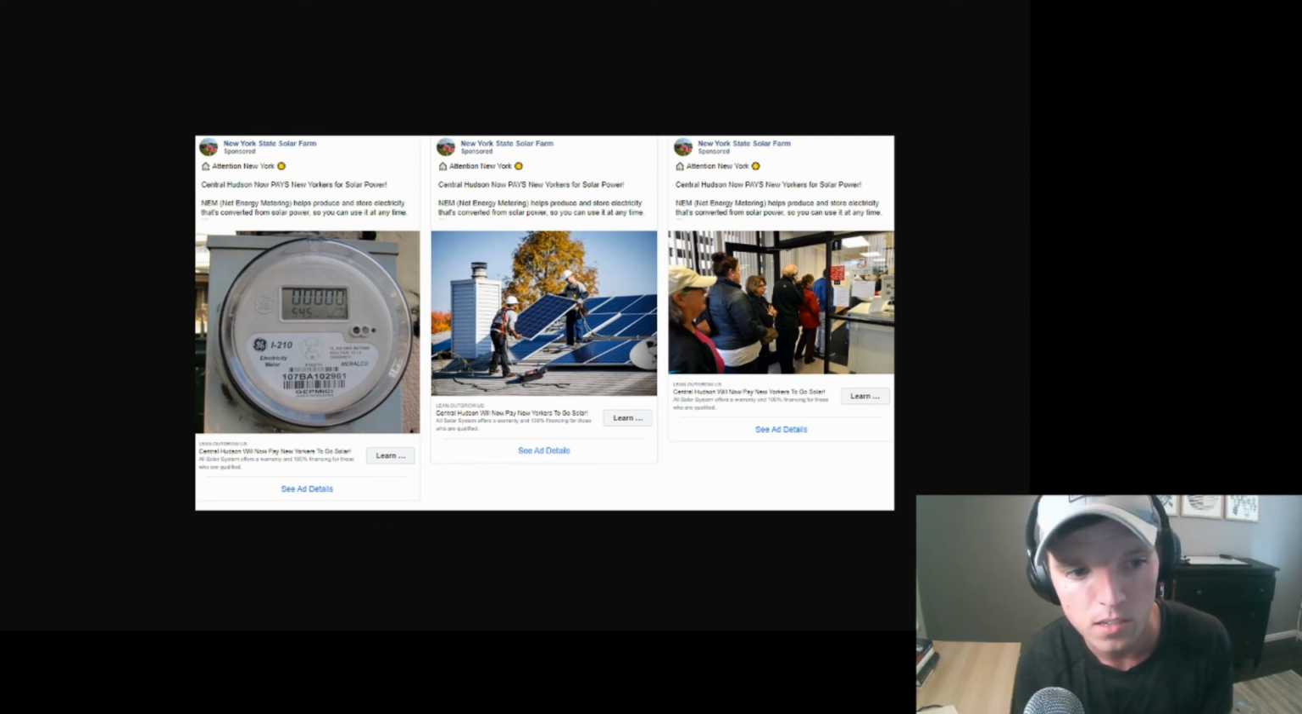I do like images of meters. I don't know why, but for some reason they work. So I like to include meters in different ads. Men installing a panel is good. It's a real photo. It looks like a real event. People are scrolling, and they probably think it's some news story. And then it shows that there's a lot of people that are waiting for something. It probably doesn't even have anything to do with solar, but they're using that image, and I'm sure it's working decently for them.